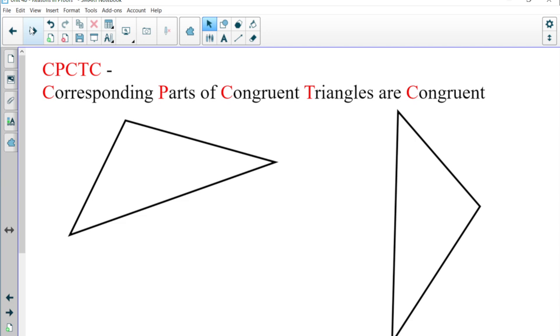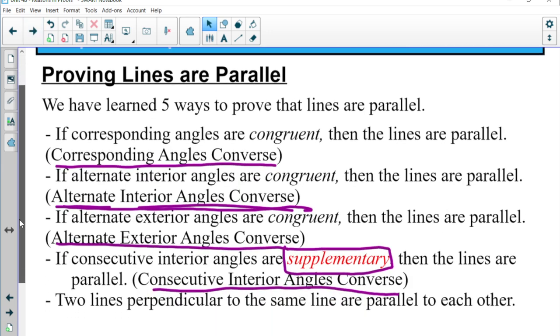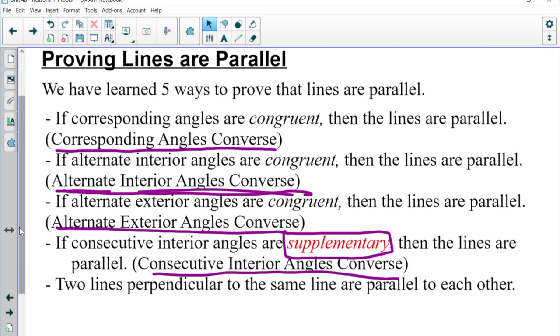Finally, on this page, we have the converses. The converses are going to be very similar to what we already looked at, looking at corresponding, alternate interior, alternate exterior, all of those. Remember that the difference between the statement and the converse is that it's switched around. It switches that hypothesis and conclusion.